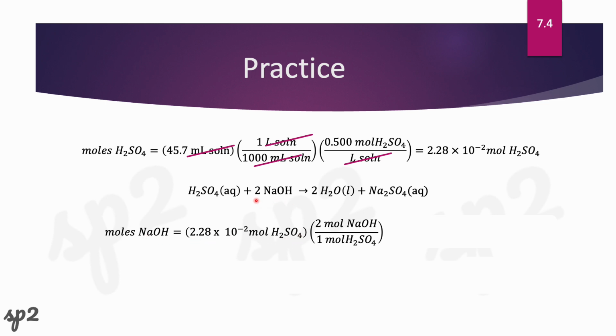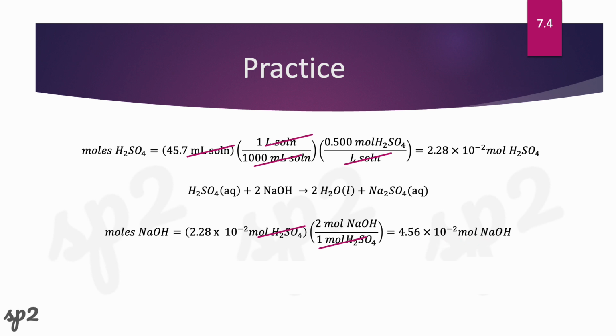So look at your reaction. 1 mole of sulfuric acid reacts with 2 moles of sodium hydroxide. So you set up your stoichiometry coefficient here. You can cancel out the moles of sulfuric acid, so what I have at the end is the number of moles of my sodium hydroxide.